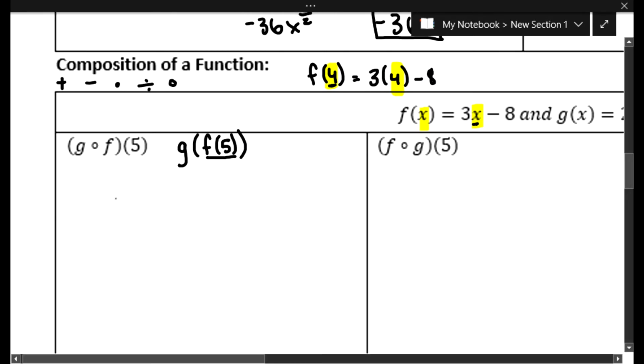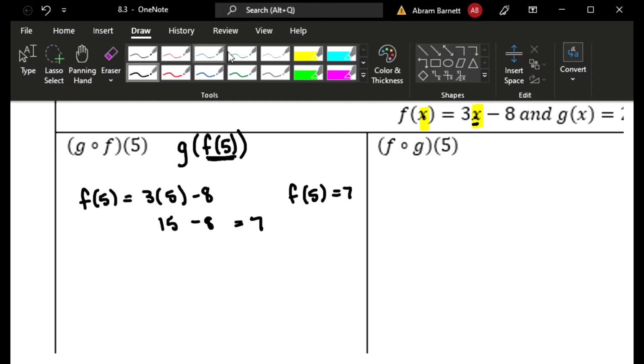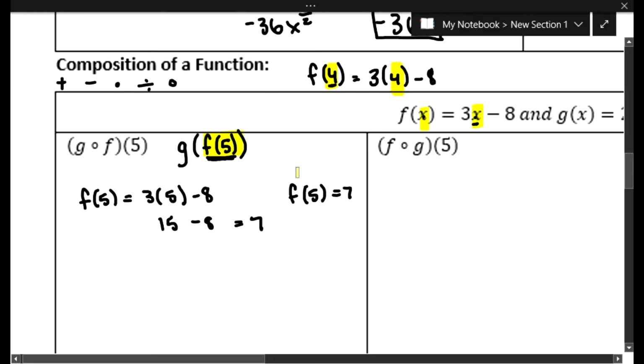So first we're going to do the most inside part. We're going to do the f of 5. So f of 5 means we're going to take our f function, and wherever we see an x, we're going to plug in 5. So 3 times 5 minus 8. 3 times 5 is 15. We subtract 8 and we get 7. All right, so I know f of 5 is equal to 7.